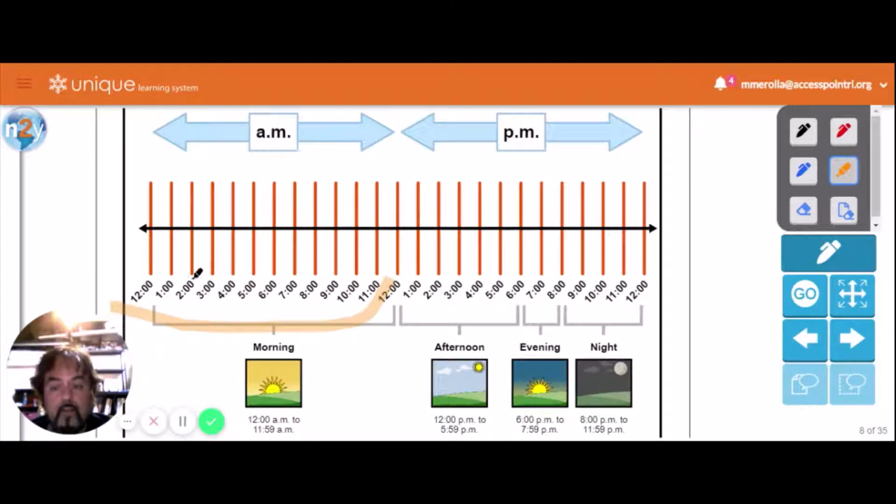from 1 o'clock in the morning, 2 o'clock in the morning, 3 o'clock in the morning, 4 o'clock in the morning, 5 o'clock in the morning, 6 o'clock in the morning, 7 o'clock in the morning, 8 o'clock in the morning, 9 o'clock in the morning, 10 o'clock in the morning, 11 o'clock in the morning. And when you get to 12 noon, the morning ends. And then it's the nighttime.